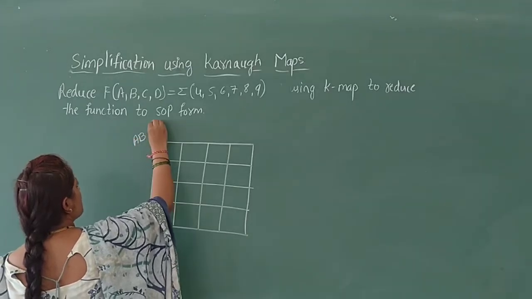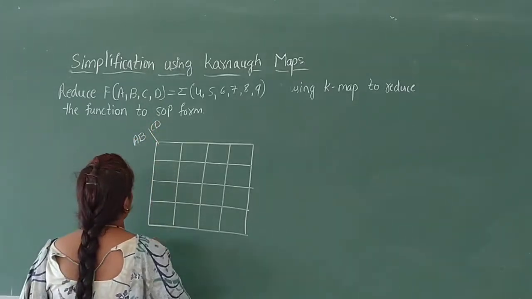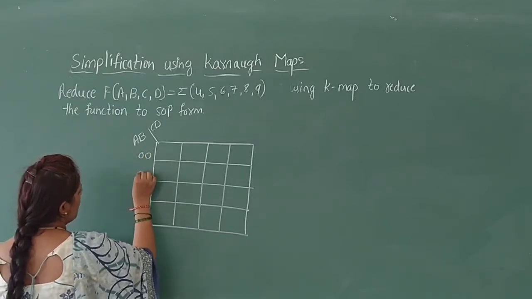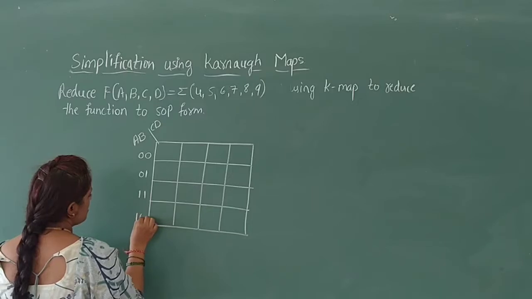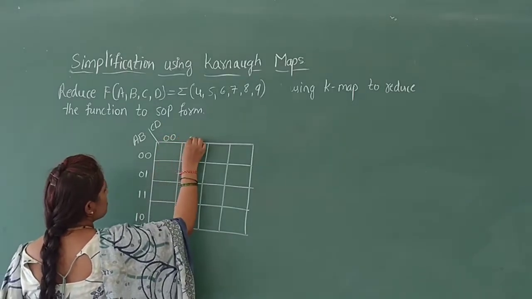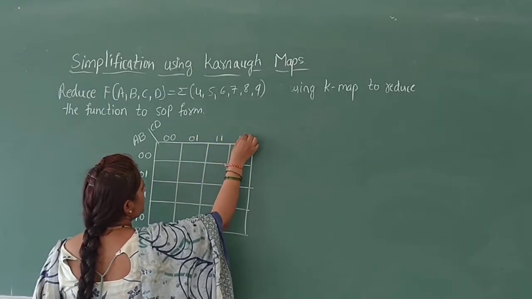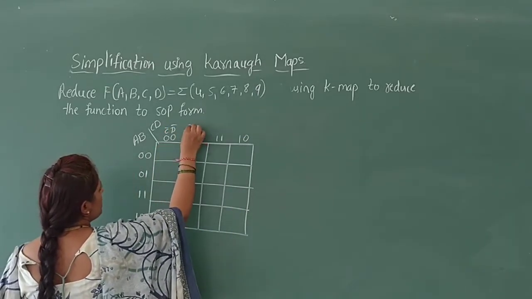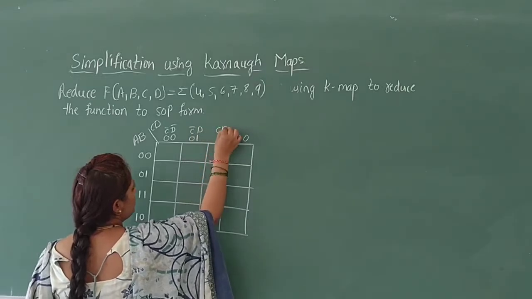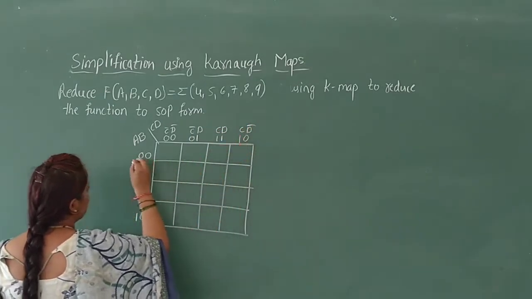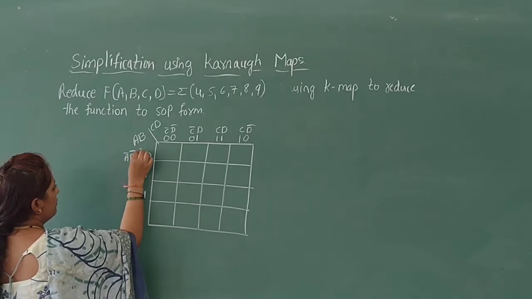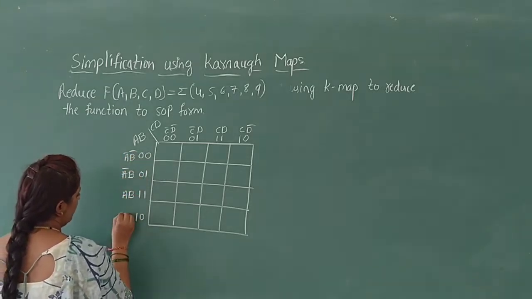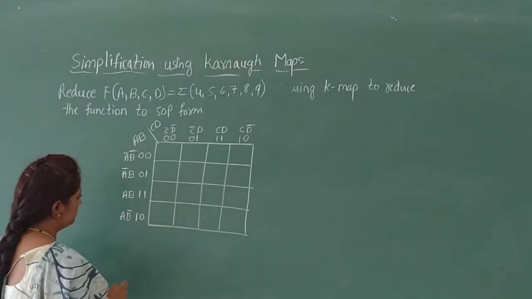A, B, C, D. I am writing the binary values 0, 0, 0, 1, 1, 1, 1, 0, 0, 0, 0, 1, 1, 1, 1, 0. C bar D bar, C bar D, C D, C D bar. A bar B bar, A bar B, A B, A B bar.